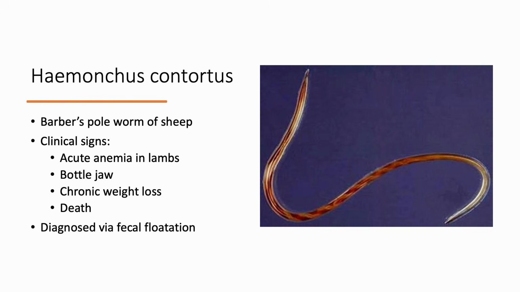And so, as I mentioned, this infects sheep and it causes anemia when they're infected. As a result, the sheep become edematous and they start to have edema build up underneath their jaw, which is called a bottle jaw. They experience weight loss and then they can die from this parasite as well. And it's going to be diagnosed via fecal float.